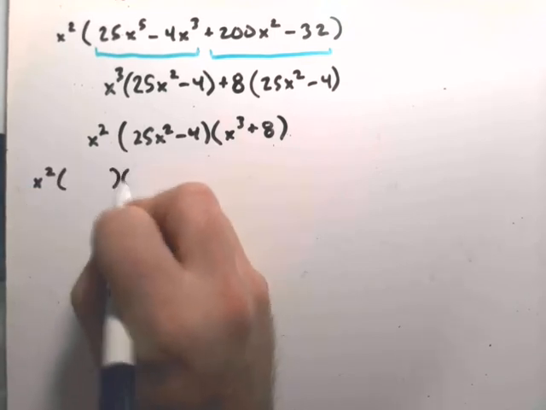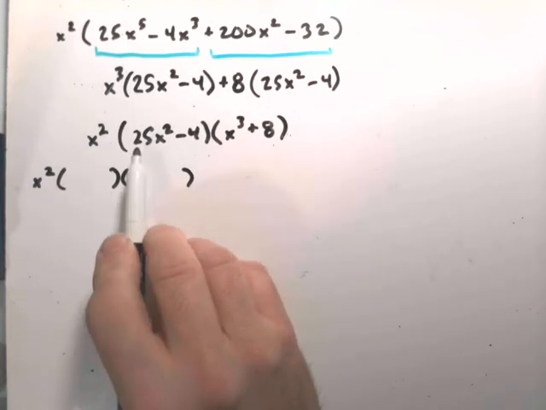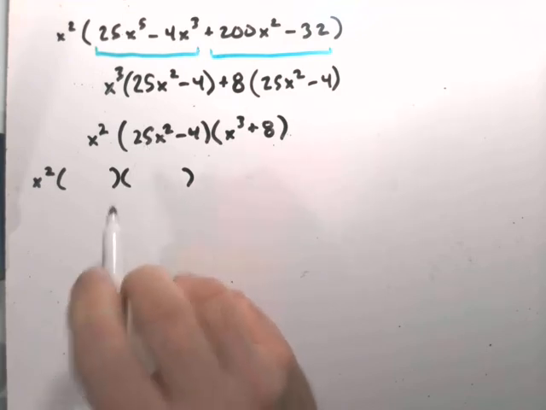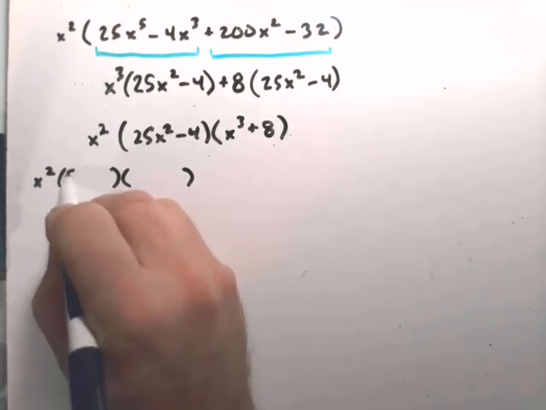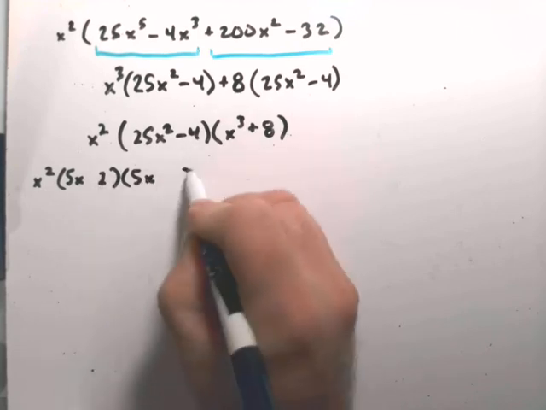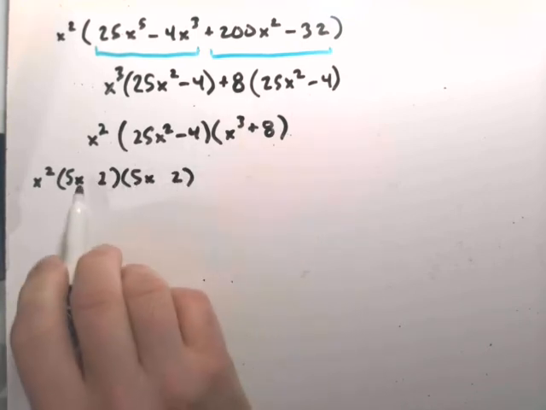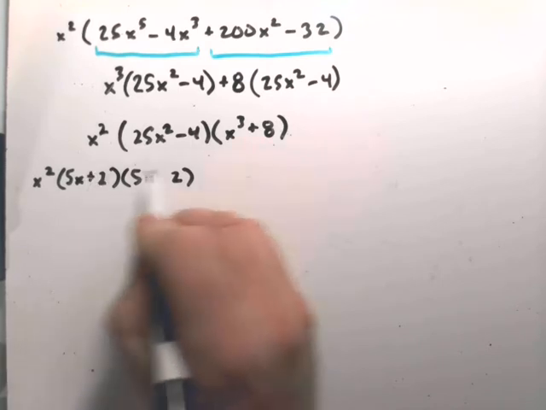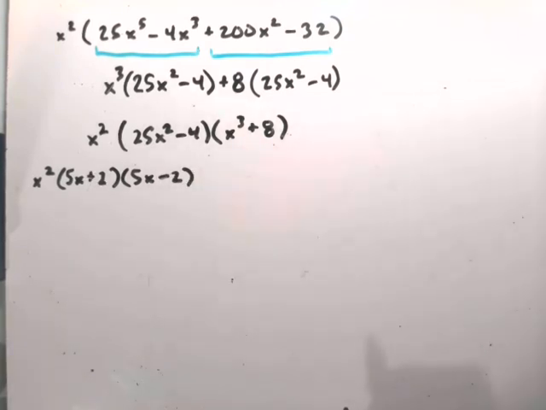So using that difference of squares pattern, the reason 25x squared is a perfect square is because it's a 5x times another 5x. And 4 is a perfect square because it's 2 times 2. And the difference of squares pattern does say we need alternating signs. So one would have to be a 5x plus 2, the other a 5x minus 2.